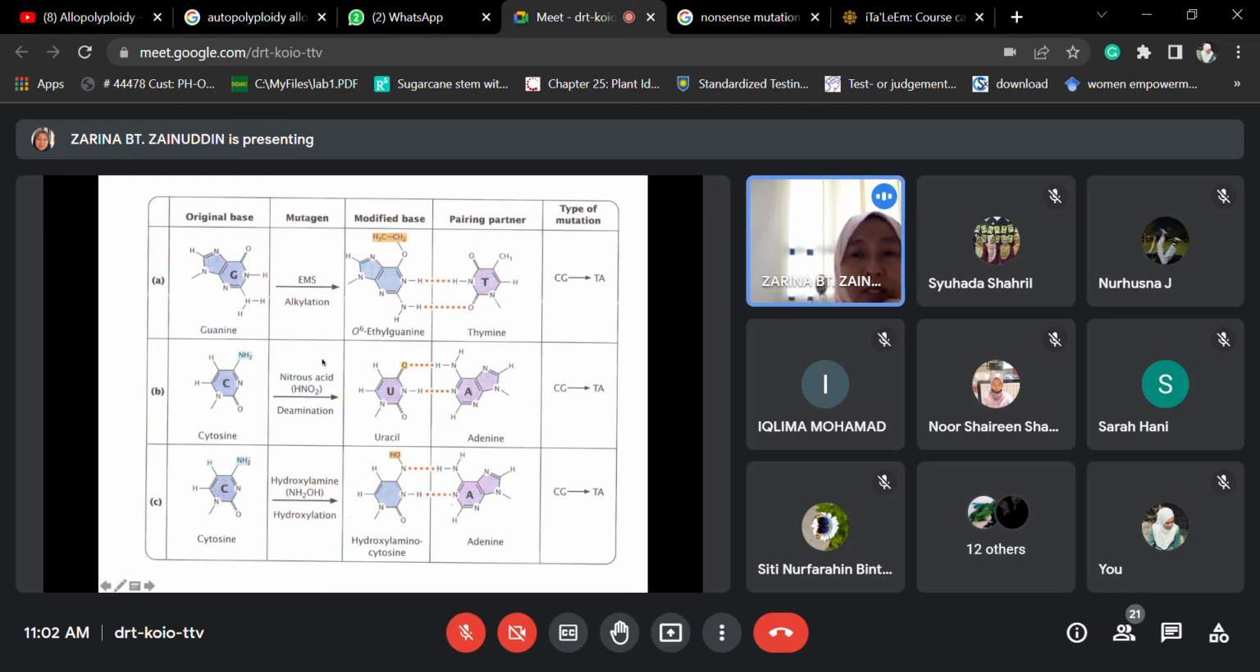Alright. Okay, so this is to give you some examples. For example, in the wild type, cytosine ni bila dia exposed to nitrous acid, which is also a mutagen, the process of deamination occurs. Okay, dia jadi uracil. Alright, so uracil sekarang ni akan base pair dengan adenine pula. Okay, so this is the mutant. Okay, alright. Any question?